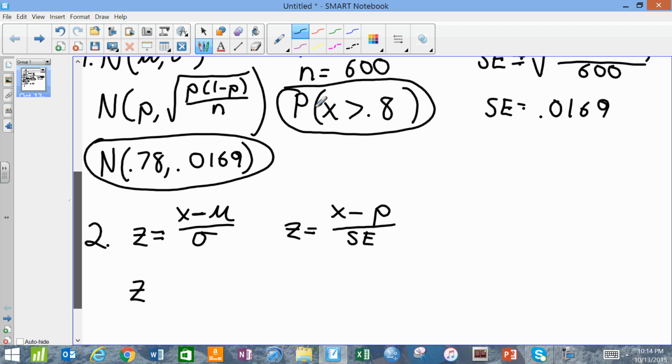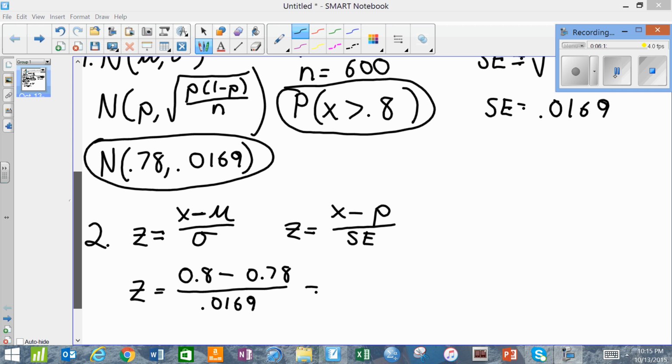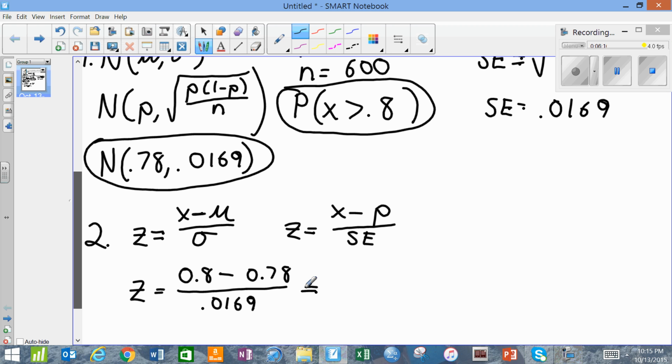So we're going to use our x, which is within our probability. So we're going to use our 0.8 because we're trying to see what our probability of it being greater than 80% is. We're going to subtract our mean, which is our 0.78. We're going to divide it by our standard deviation, which is the 0.0169. So let's go ahead and take a minute and calculate that. Once you run through that formula, you should get approximately 1.18.